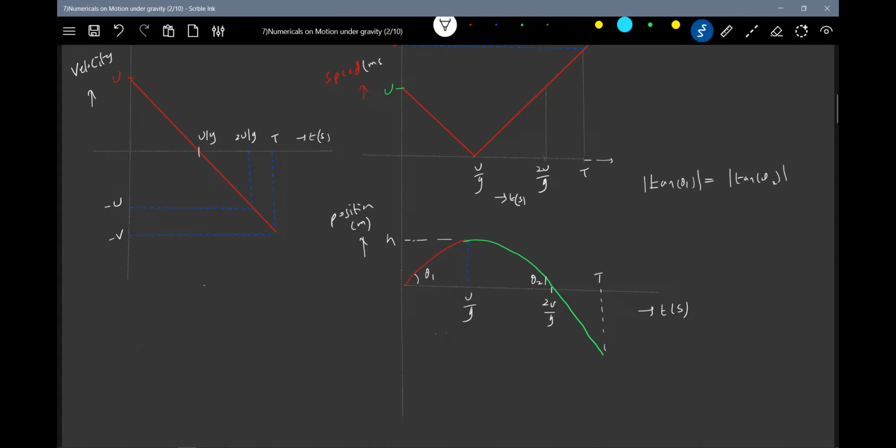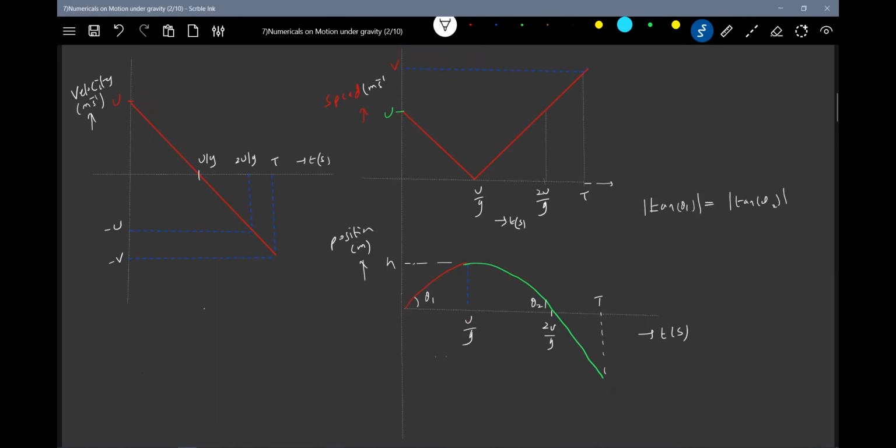Okay, I'll give all the units. So I think these are very important for a body projected vertically from a tower of height h at t equals zero. The velocity, speed, and the position graph is given by this particular graph that I'm displaying here.